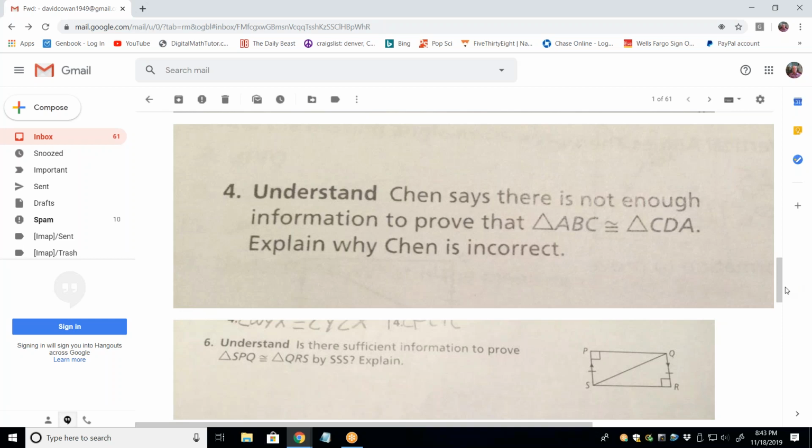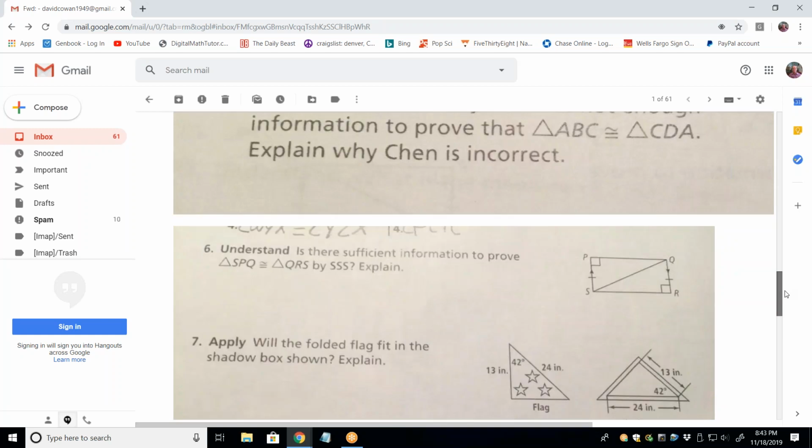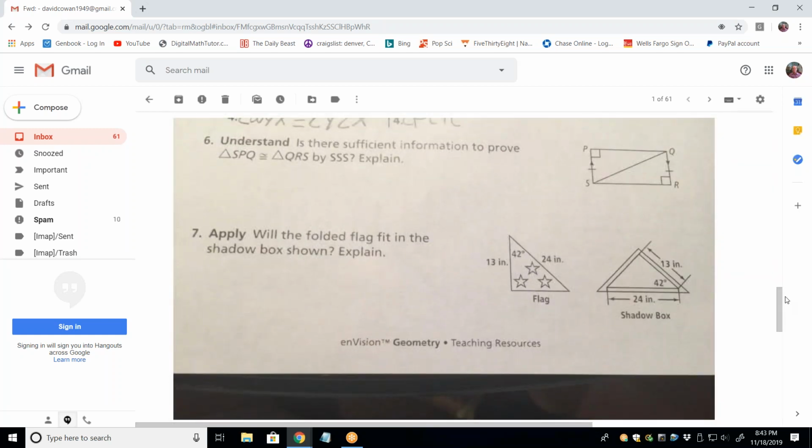Number 6 was one of my main ones. Okay, let's go look at 6. All right. This is a little bit of a strange question, first of all. First of all, tell me if those two triangles are congruent. They are. Yeah, they are. But whether we can prove it by side, I'm not sure. I guess we can.